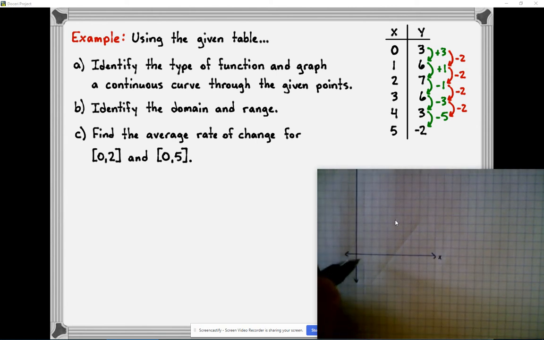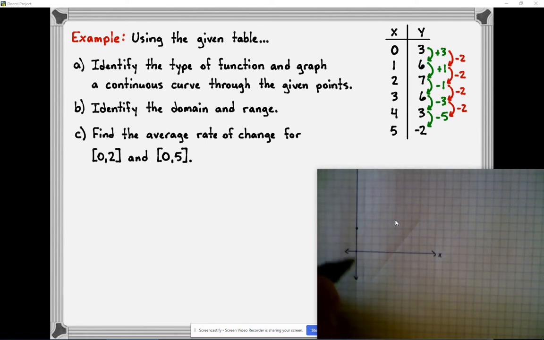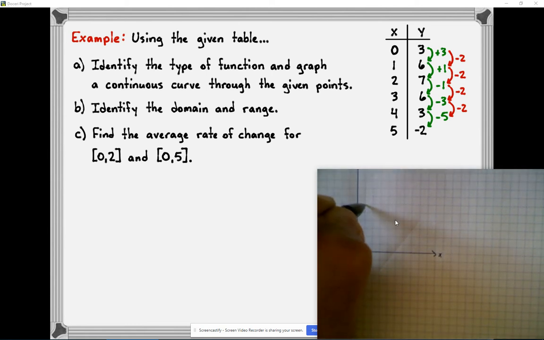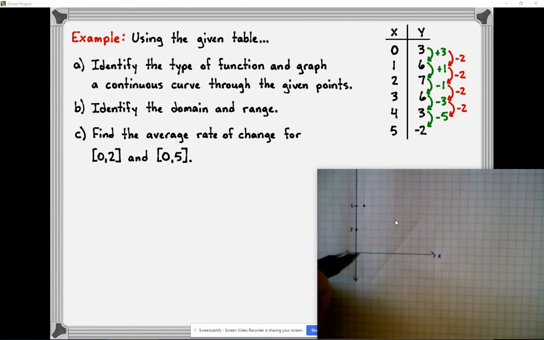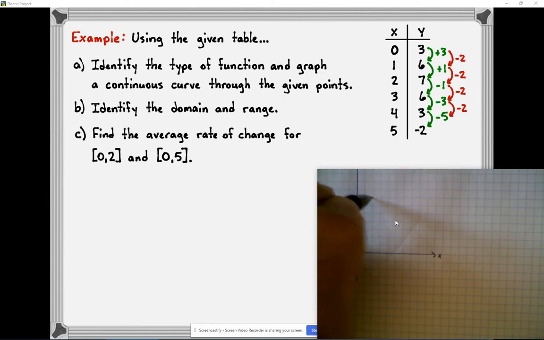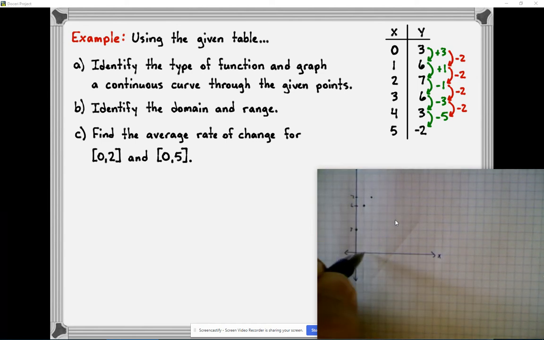Plotting the first point, we have 0, 3. So that's over 0 and up 3. The next point is 1, 6, so 4, 5, 6. That's 6 there. That's 3. 2, 7. So that's just up 1 more there. And then 3, 6. So it looks like we're coming back down. And then 4, 3. And then 5, negative 2. So it's actually down here.